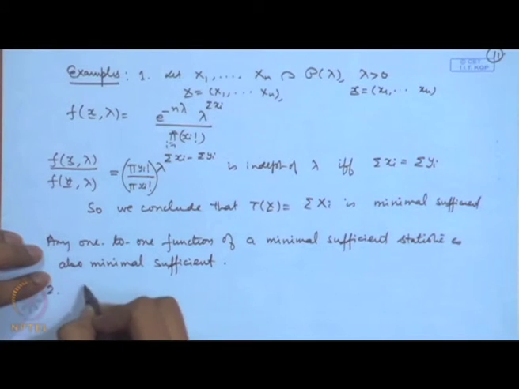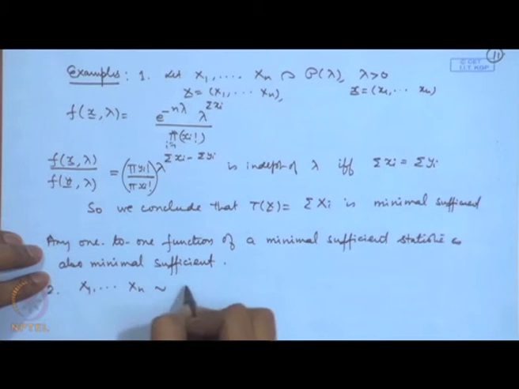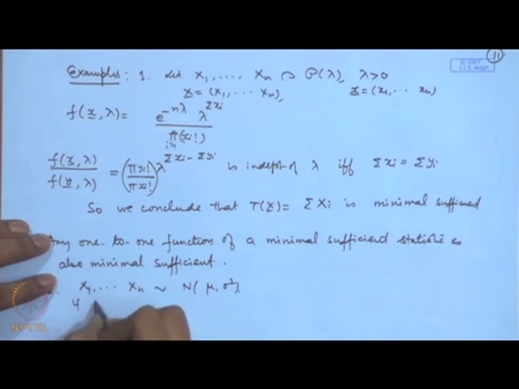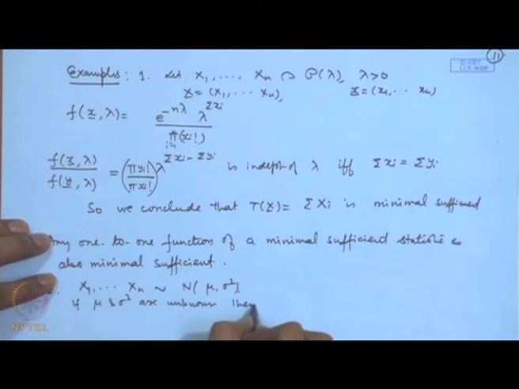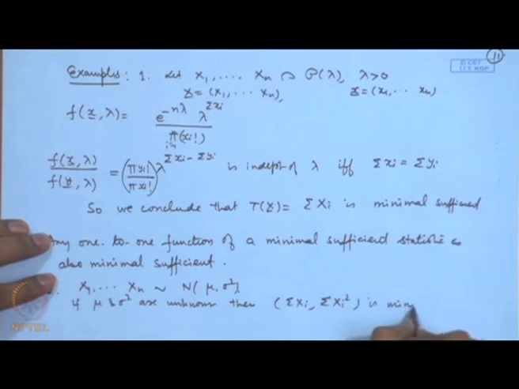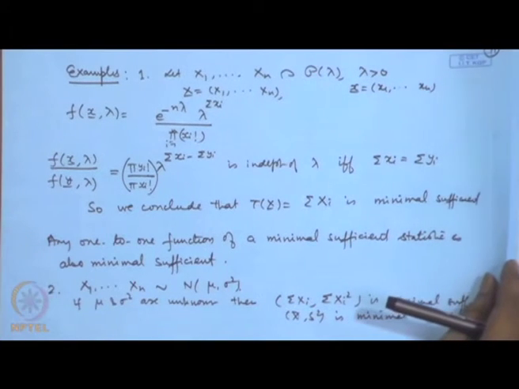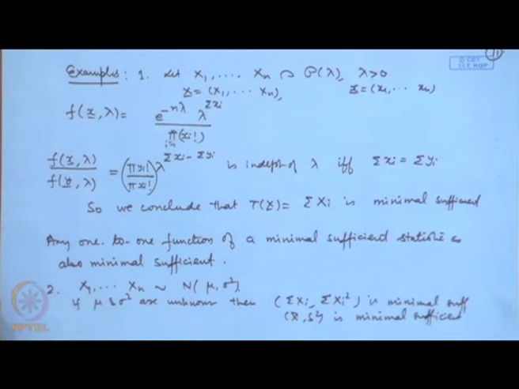So, like that if I just mention, X1, X2, ..., Xn follow normal(mu, sigma square). So, if mu and sigma square are unknown, then sigma xi and sigma xi square is minimal sufficient. Of course, we can say x bar and s square is minimal sufficient. And we can answer various other questions. Let me just tell few of these here.